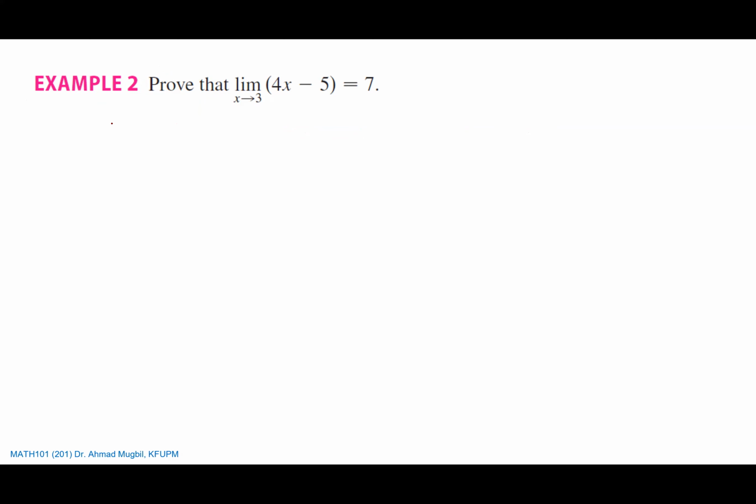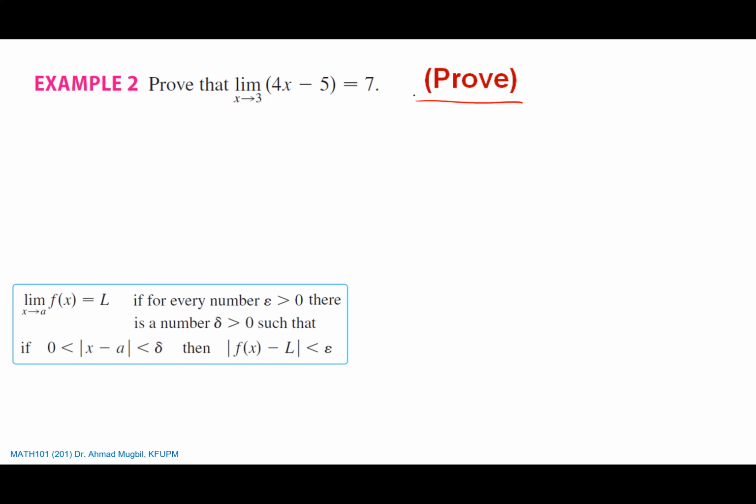Now, you need to first do what is called identify. This type of problem is a kind of proving. So when you have a problem like this, you should follow the same process. What is the process that you need to follow? You need to remember the definition. In the definition, you need to find out what is L, what is F, what is A. And of course, you need to find delta in terms of epsilon.